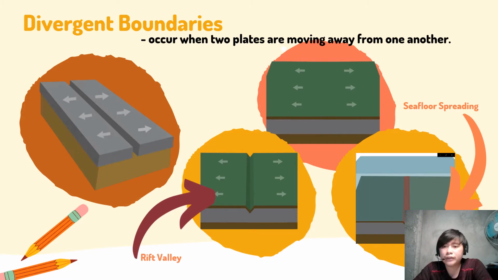The last one is divergent boundaries. Occur when two plates are moving away from one another. Either the space between two plates widens and becomes a large crack or rift, such as the East African Great Rift Valley that runs from Lebanon to Mozambique, or the space between the plates under the ocean, where the crust is thinner and magma oozes up from the Earth's mantle and fills the space. And this is what we call seafloor spreading.